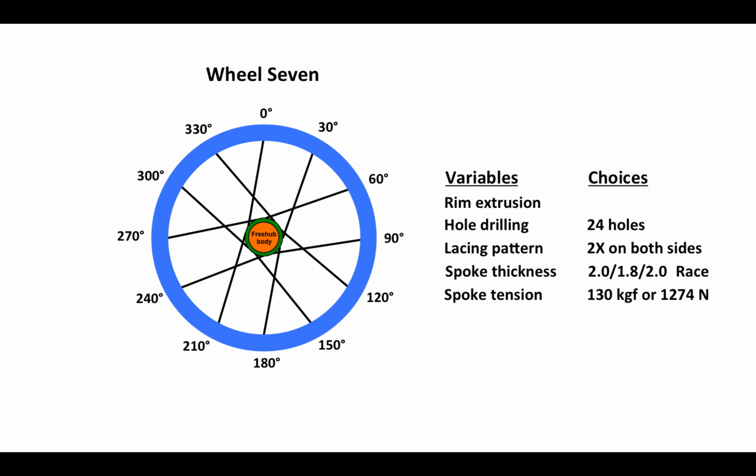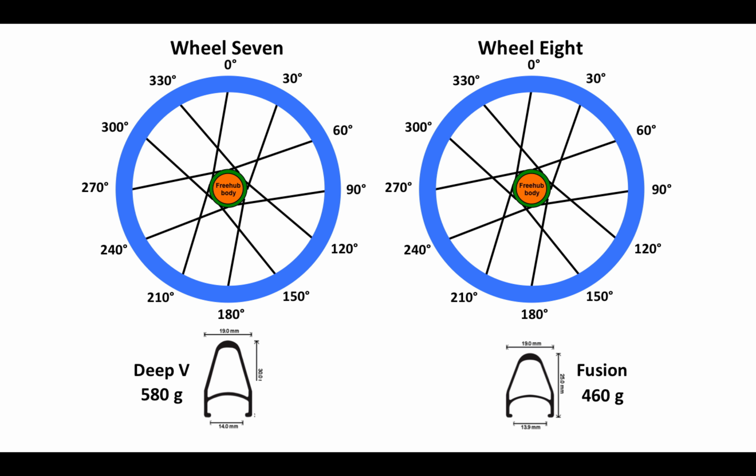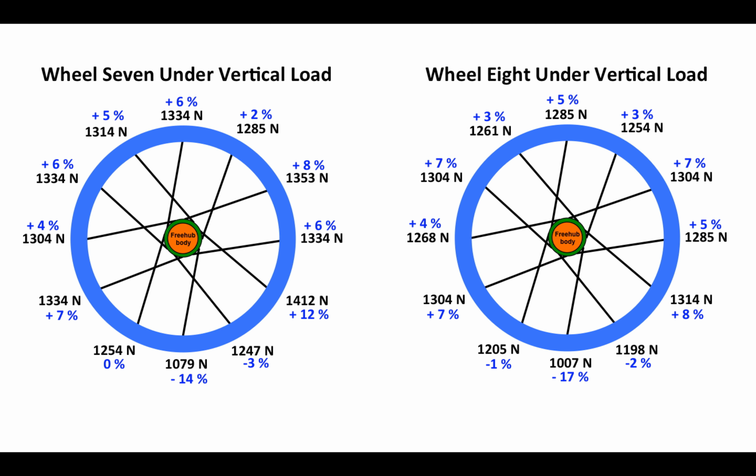Wheel 7 is a deep V, 24 holes, 2-cross on both sides, race spokes, and nice high tension. And we'll compare that to wheel 8, the only difference being that wheel 8 has a velocity fusion rim instead of a deep V. For comparison, here are the cross sections of the deep V and the fusion. When subjected to vertical load, if we compare the percentage changes in the tension, we see that they look pretty similar. There's maybe a little bit more of a loss of tension, slightly more in wheel 8 with the fusion rim than was the case with the deep V.